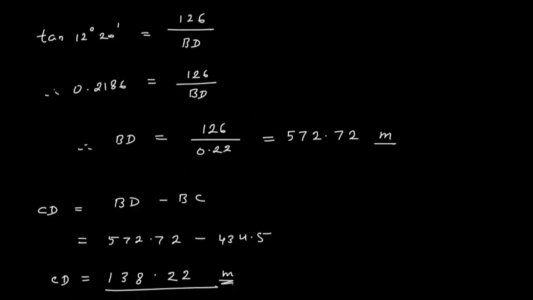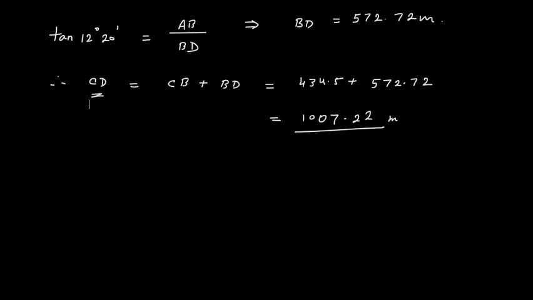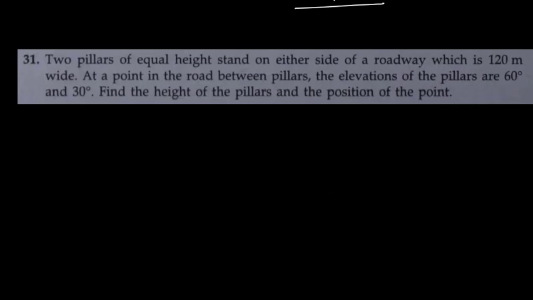This is question number 30. Now question number 31. Two pillars of equal height stand on either side of a roadway which is 120 meter wide. At a point in the road between the pillars, the elevations of the pillars are 60 degree and 30 degree. Find the height of the pillar and the position of the point. Okay. So two pillars of equal height stand on either side of a roadway.